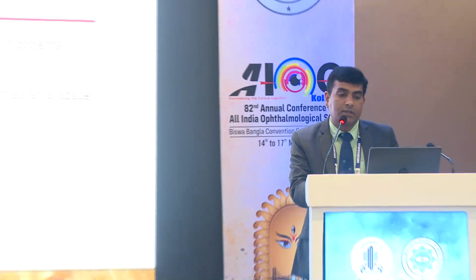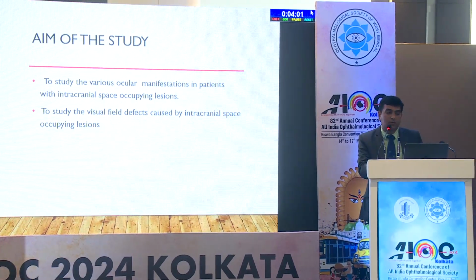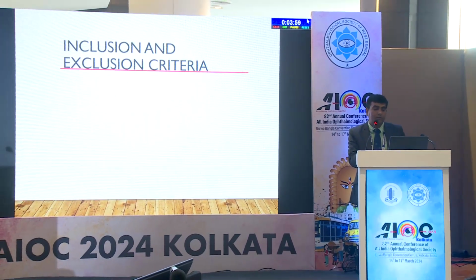CT and MRI help in early diagnosis and planned management. The purpose of this investigation is to assess the types and site of intracranial tumors that cause neuro-ophthalmic manifestations, and to do visual field tests to assess the type of field defects and correlate them with the tumor. The aim of the study is to look at the various ocular manifestations in patients with intracranial space-occupying lesions and the visual field defects caused by intracranial space-occupying tumors.